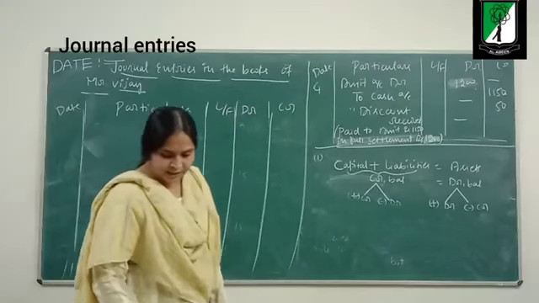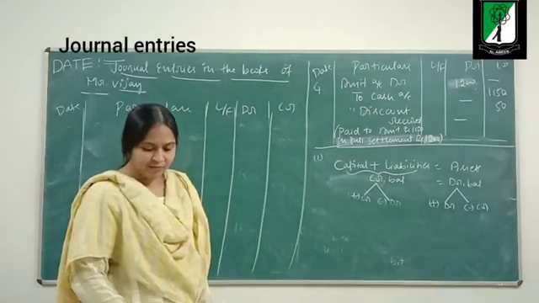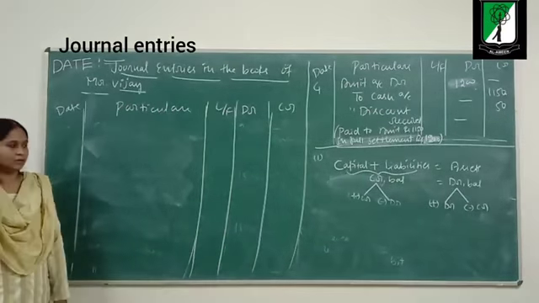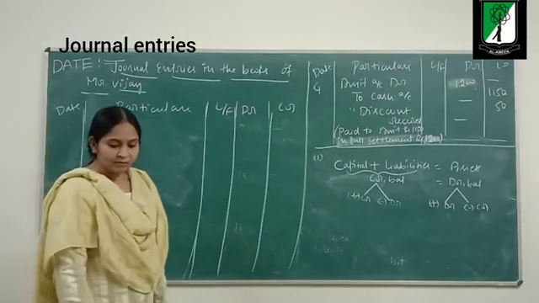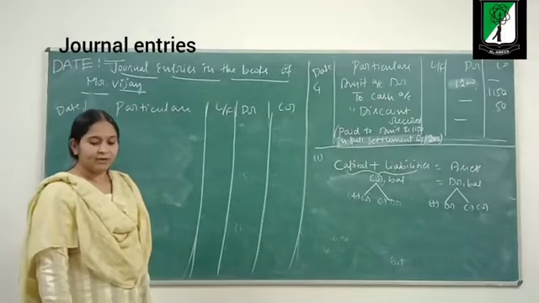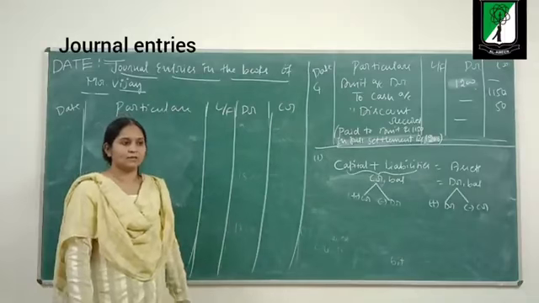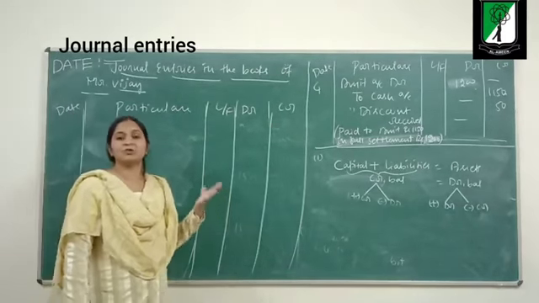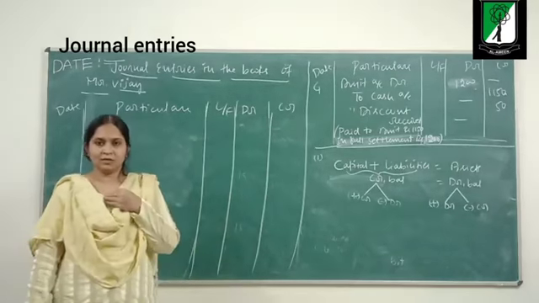The last transaction is: received rupees 3,800 from Sumit in full settlement of rupees 4,000. For example, Sumit is our customer. How much does he have to pay us? He has to pay rupees 4,000.